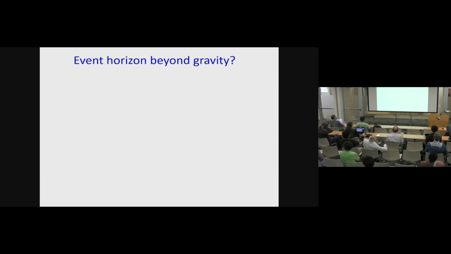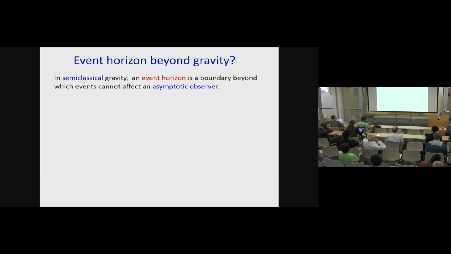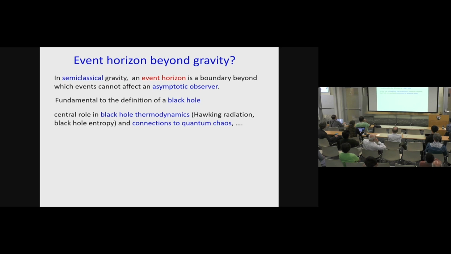So we all know that in semi-classical gravity, the event horizon is a boundary beyond which events cannot reach an asymptotic observer. So this is a statement about the causal structure of your space-time. And of course, this is fundamental to the definition of a black hole. The horizon also plays a central role in black hole thermodynamics, say Hawking radiation, black hole entropy, and also connects to quantum chaos, etc.